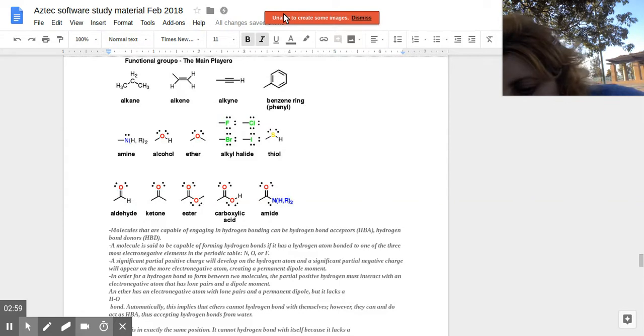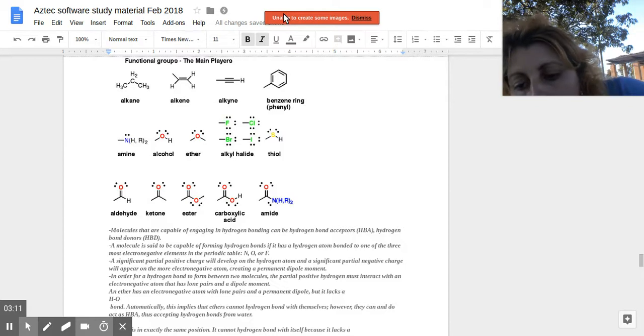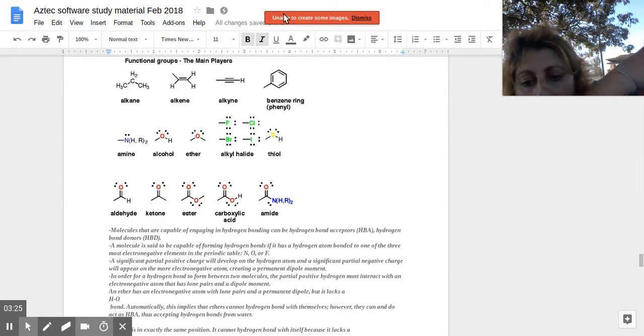In order for a hydrogen bond to form between two molecules, the partial positive hydrogen must interact with the electronegative atom that has lone pairs and a dipole moment. An ether, for example, which is oxygen singly bound to carbons, has an electronegative atom coming from the oxygen with lone pairs and a permanent dipole, but it lacks an OH, so it doesn't have a hydrogen bond donor. Automatically, this implies that ethers cannot hydrogen bond with themselves.